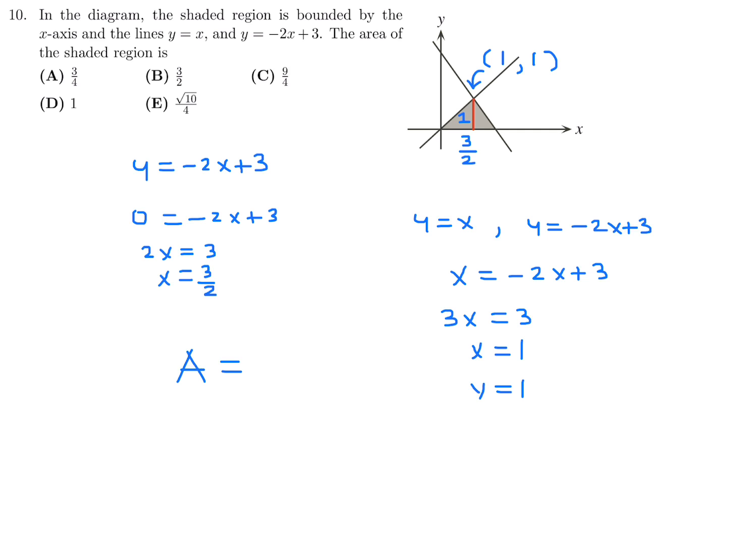And we have enough to figure out the area of the shaded region. 1/2 base times height. The base is 3/2. The height is 1. And therefore that is 3/4. So number 10, the answer is A.